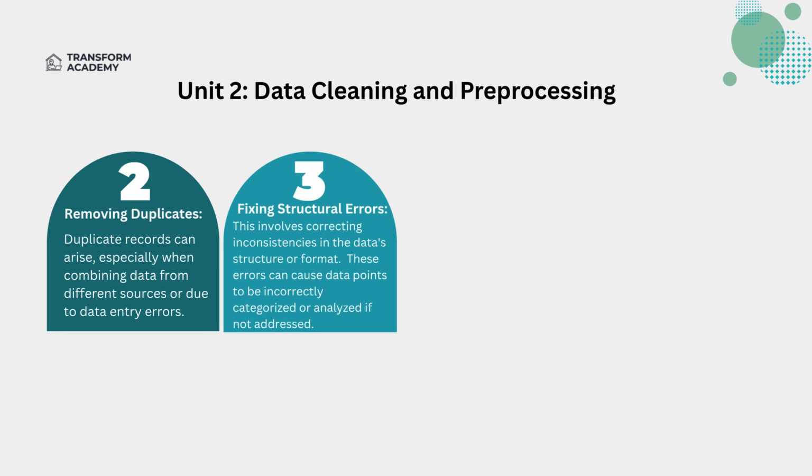Thirdly, fixing structural errors. This involves correcting inconsistencies in the data structure or format. Examples include typos in categorical labels, inconsistent naming conventions, for example, USA, United States, US, incorrect capitalization, or standardizing date formats. These errors can cause data points to be incorrectly categorized or analyzed if not addressed.